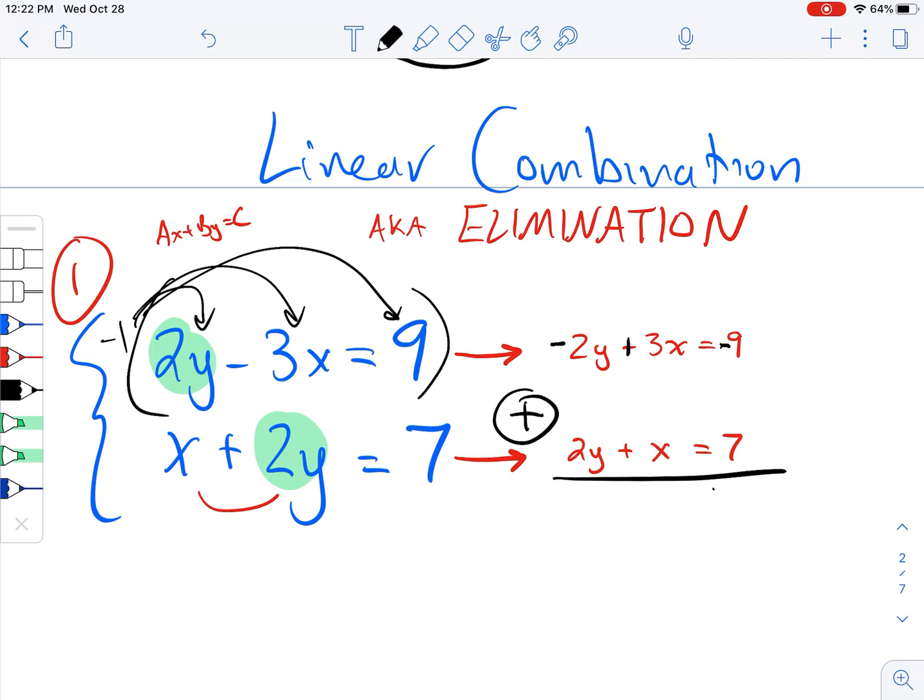And so now I can add the -2y plus a 2y, I'd just get 0. 3x plus an x gives me 4x, and -9 plus 7 gives me a -2. So x is going to equal -2 over 4, or -1/2. Now hold on, before I thought my x was equal to 1/2.